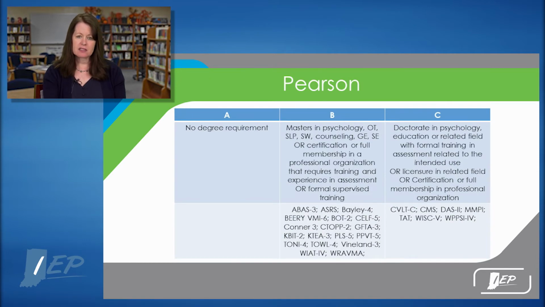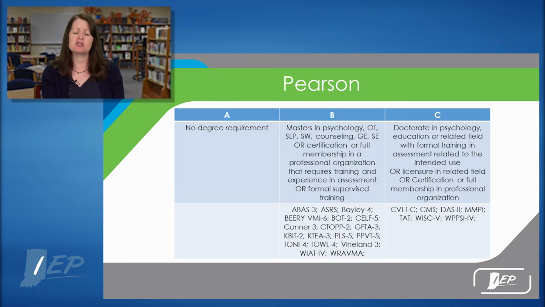Pearson is another company that many of our schools purchase a lot from, and Pearson uses an ABC rating. Again, theirs is very similar to Western as far as that A level doesn't really have any requirement as far as degree or training. Instead of having a B level that is bachelor's, their B level assessments require a master's, or, again, this is a caveat here, you can have that certification or membership in a professional organization that would require you to have that kind of training and assessment, or you may also have some formal supervised training in that area as well. So that would satisfy that requirement.